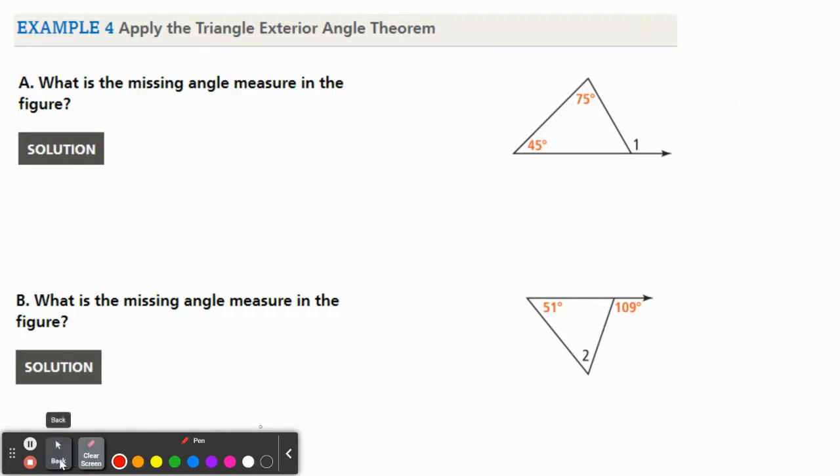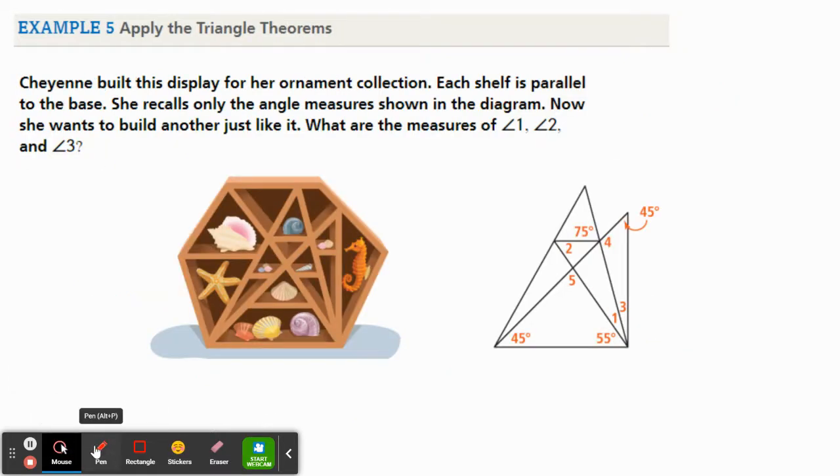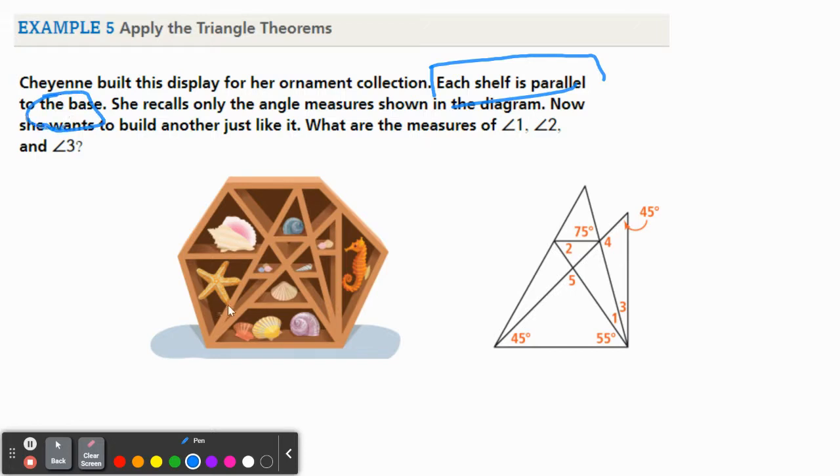All right, very good. Last but not least, let's take a look at an even more complicated picture. It says Cheyenne built this display for her ornament collection. Each shelf is parallel to the base. So again, this is a big idea. Each shelf is parallel to the base. And it says she recalls only the angle measures from the diagram. Now she wants to build another just like it. What are the measures of angle 1, 2, and 3?